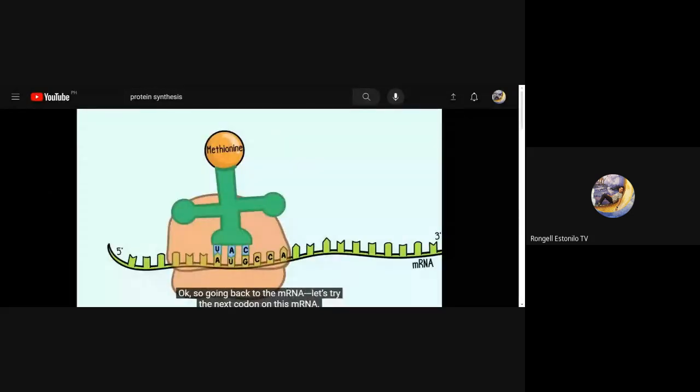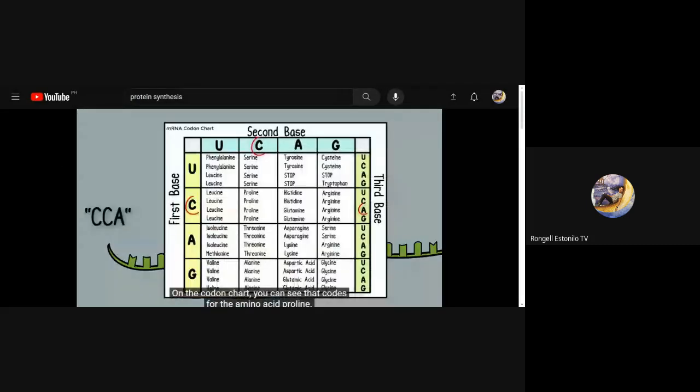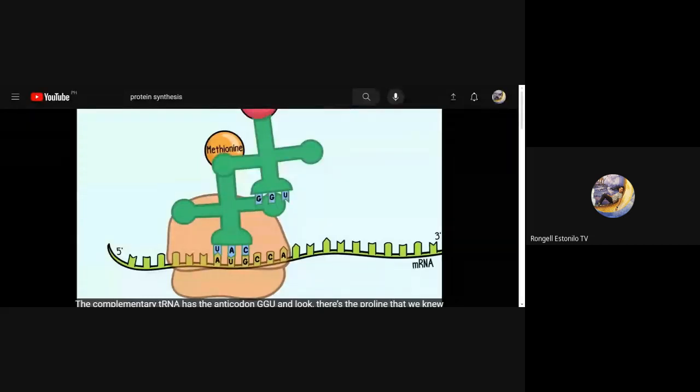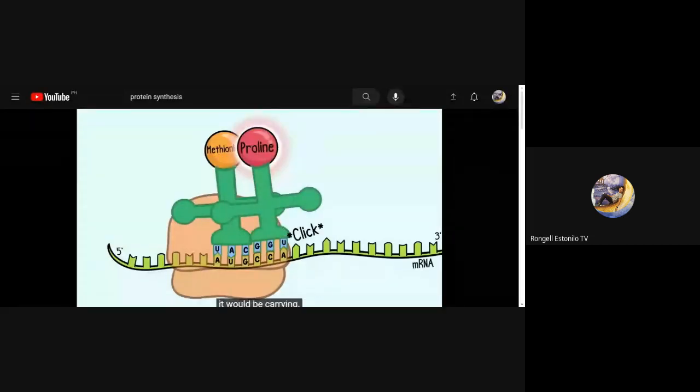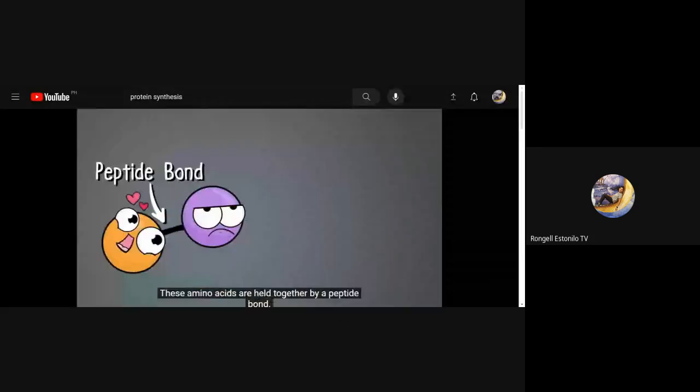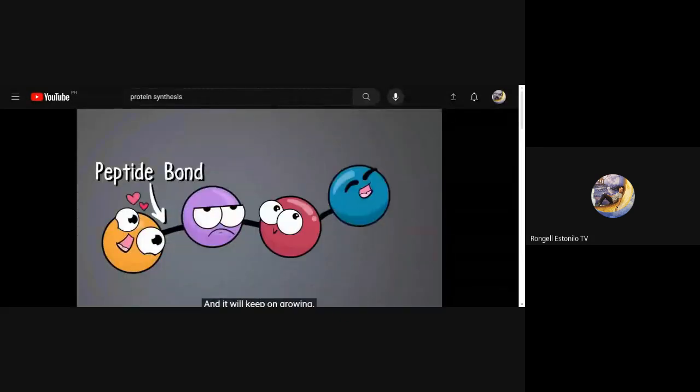Okay, so going back to the mRNA, let's try the next codon on this mRNA, CCA. On the codon chart, you can see that codes for the amino acid proline. The complementary tRNA has the anticodon GGU. And look, there's the proline that we knew it would be carrying. The tRNA will transfer that amino acid and eventually leave where it can pick up another amino acid. These amino acids are held together by a peptide bond, and it will keep on growing.